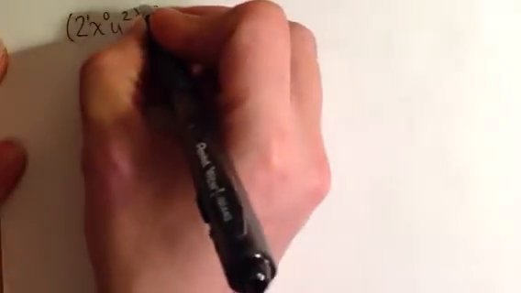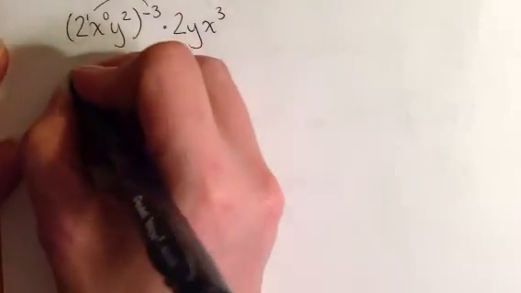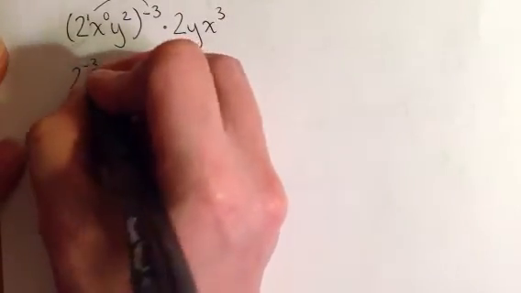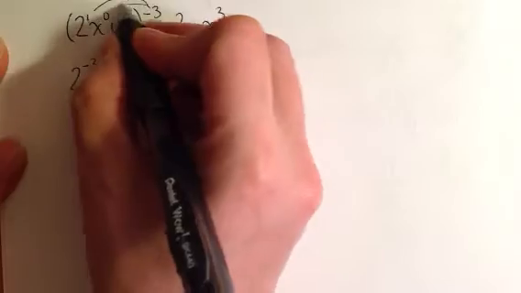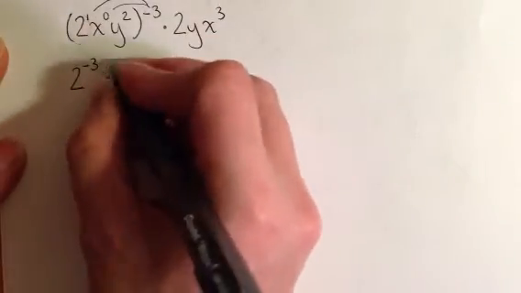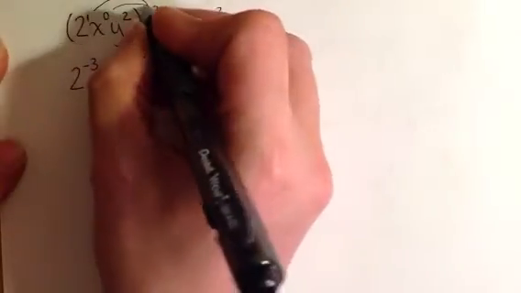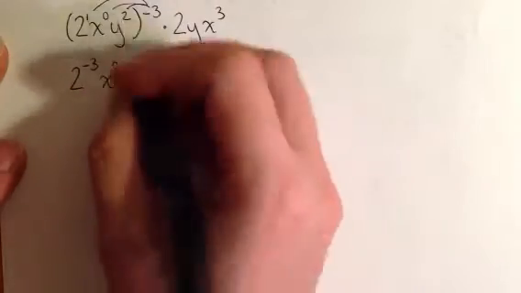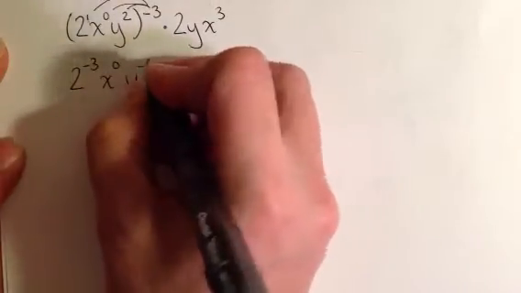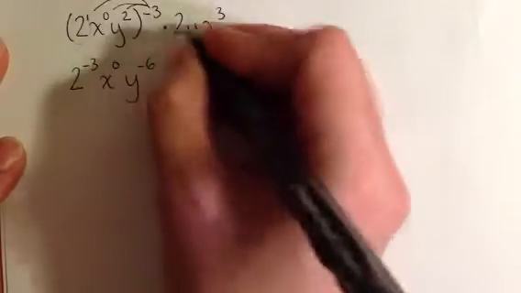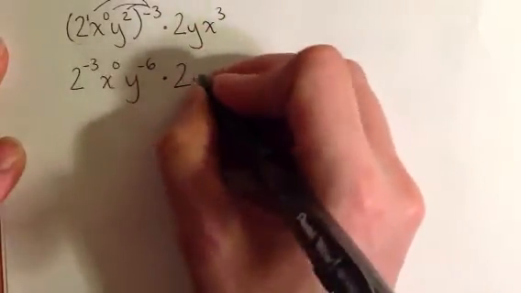So this is going to become negative 3 times 1 is 2 to the negative third power. Negative 3 times 0 is x to the 0 power. Yay, we love that. And negative 3 times 2 is y to the negative 6 power. Times, I'm just going to write this out for now.